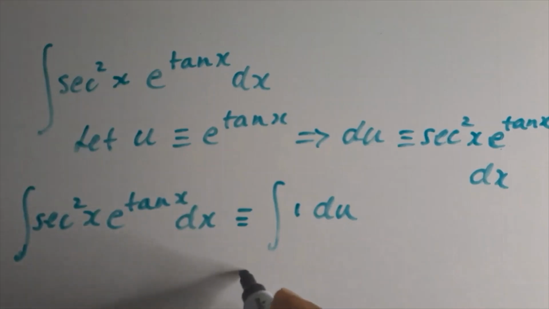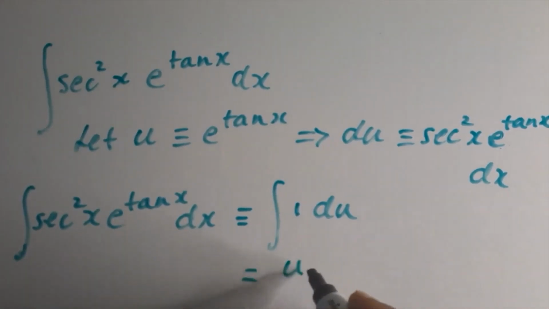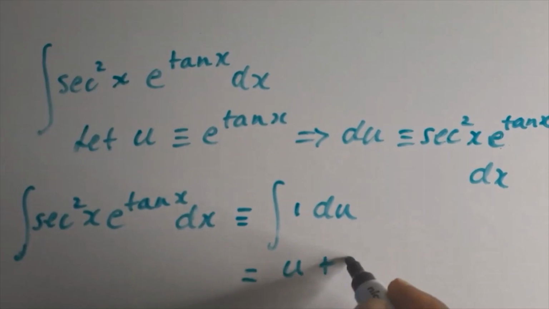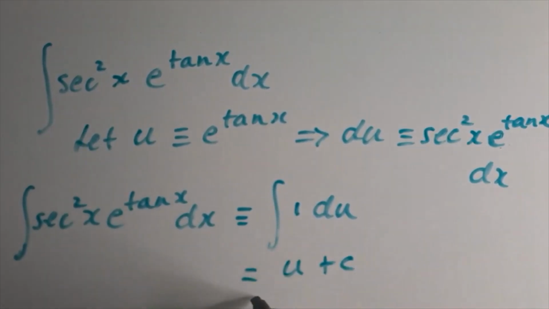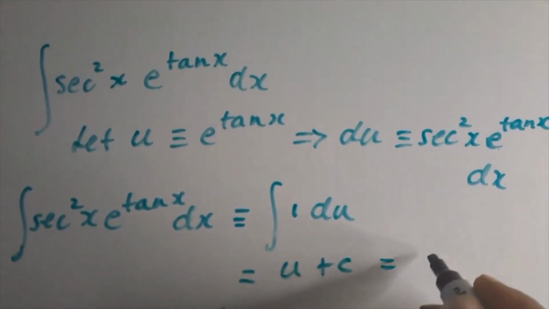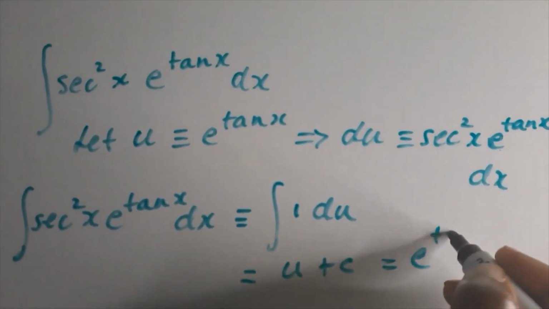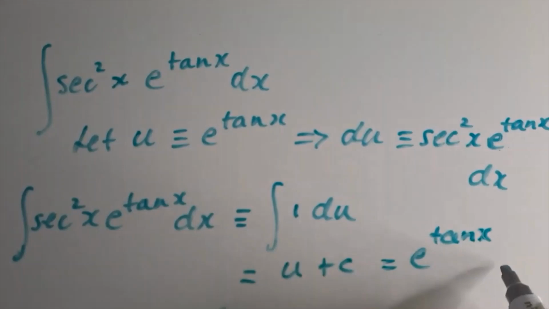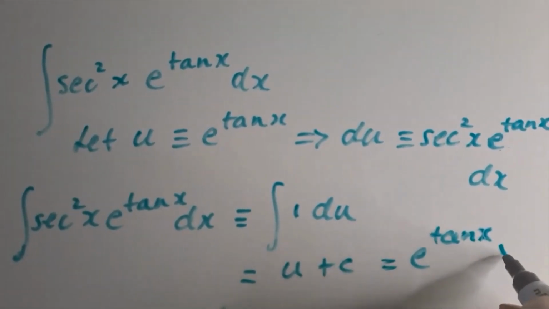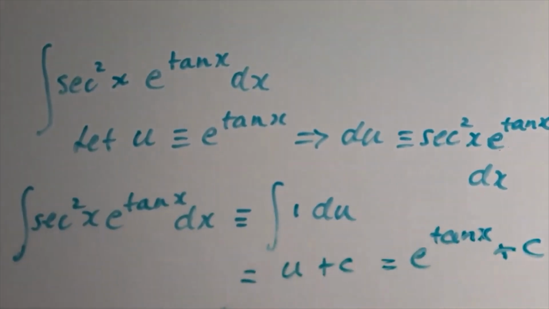And when we integrate this, we just have u add c, and we know u is e to the tan x, and we add our constant of integration.